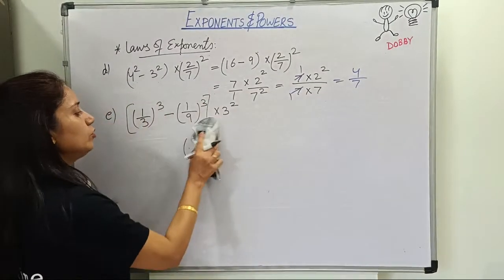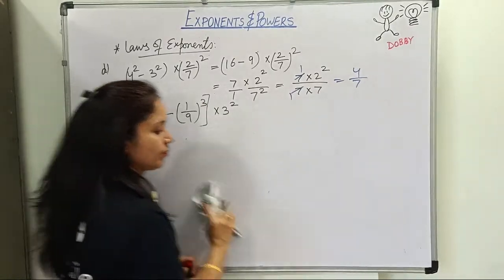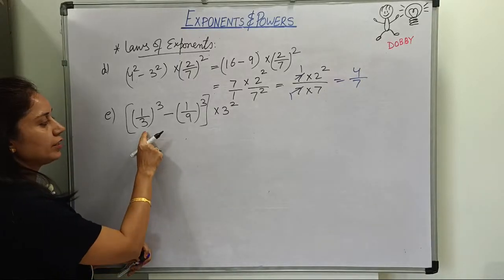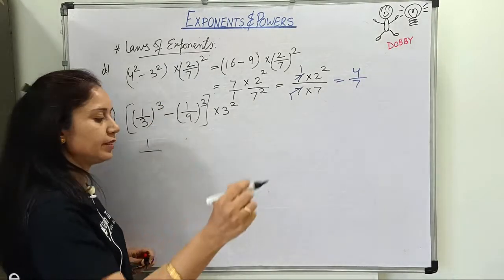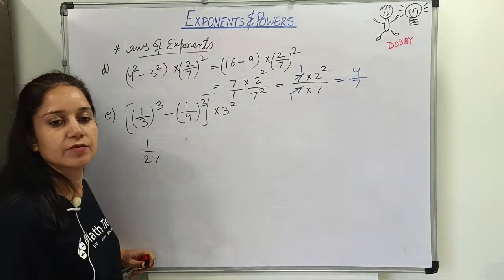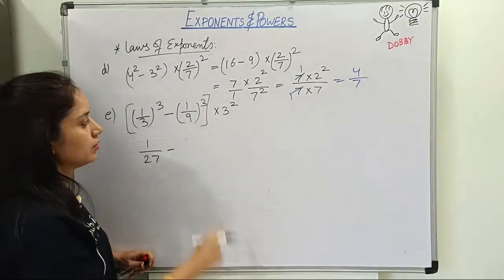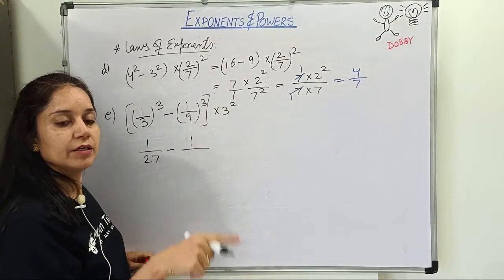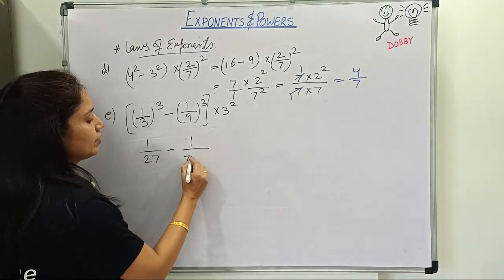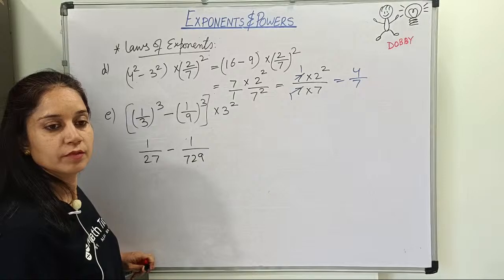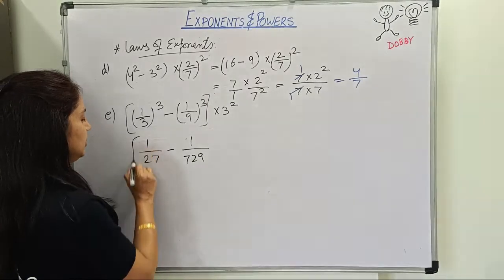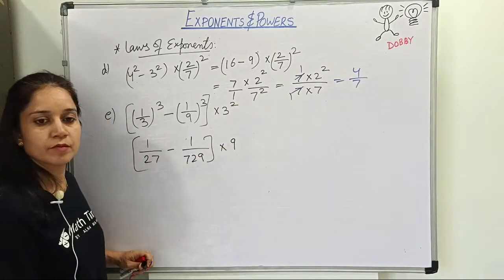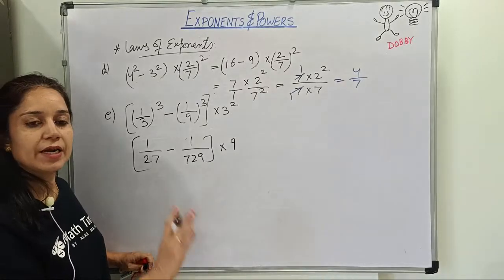So what should we do? We should open it. It will be easier for you. 1 upon 3 raised to the power 3 means 3 3s are 9, 9 3s are 27. 1 upon 27. Minus 1 upon 9 raised to the power 3. 9 9s are 81. 81 multiplied by 9, 729. In square bracket, multiply by 3 3s are 9. We have multiplied and opened it.